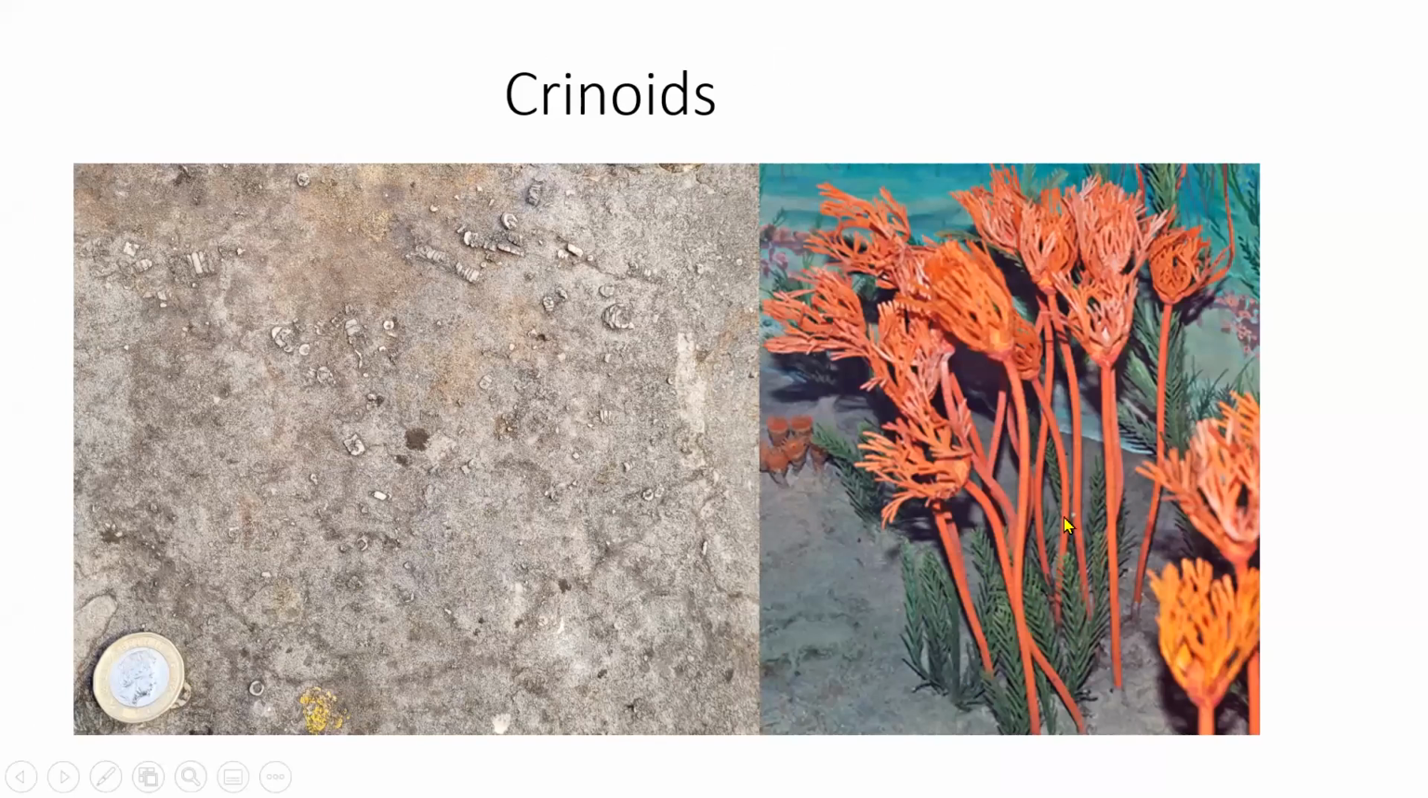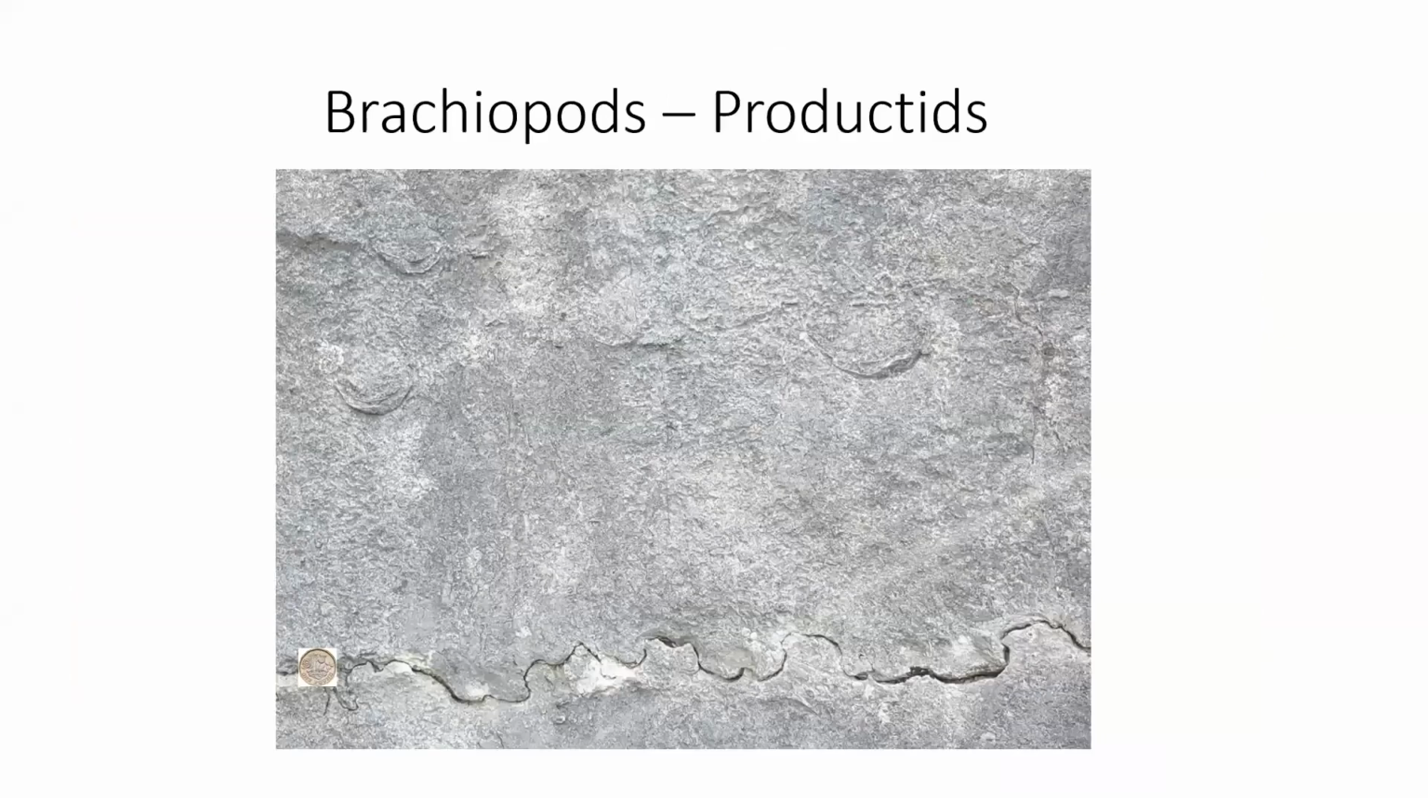Crinoids are members of the starfish family, extinct now, but they were attached to the seafloor. The stems are what we see the fossils of. The tops had fivefold symmetry, which is like starfish, and they used to live on the seafloor and were very abundant during the lower Carboniferous.